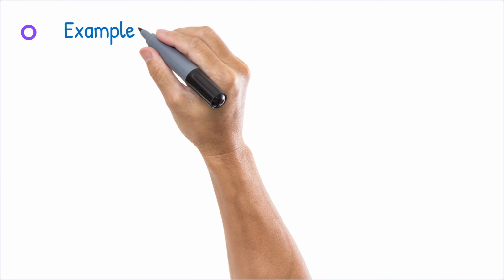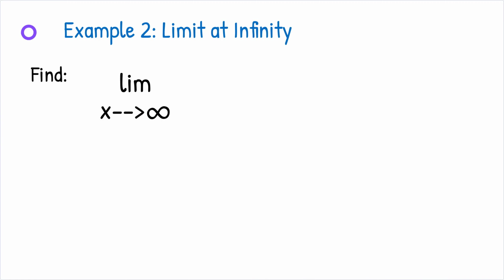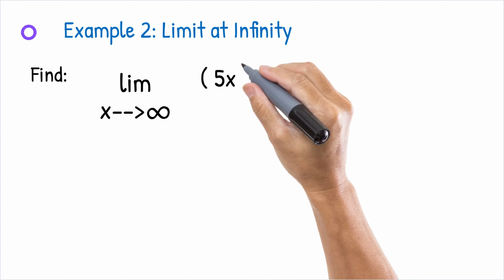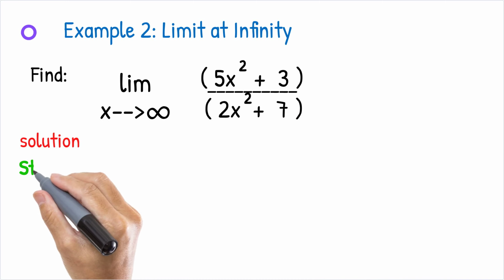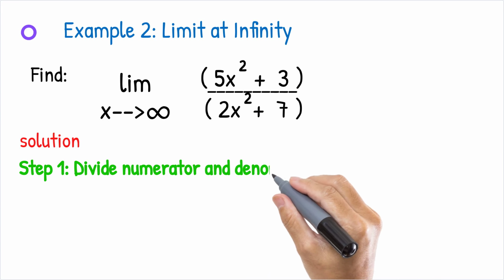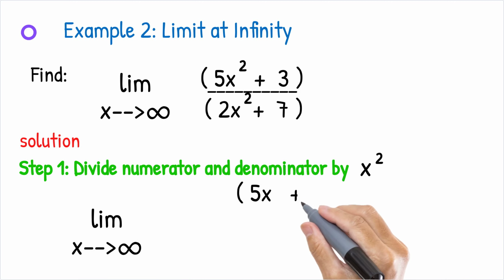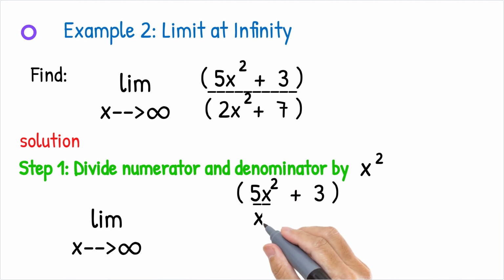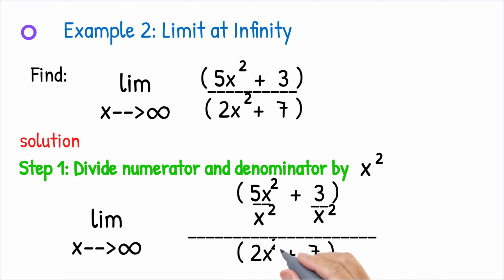Example 2. Limit at infinity. Find the limit as x approaches infinity of (5x squared plus 3) over (2x squared plus 7). Solution. Divide numerator and denominator by x squared. That will be the limit as x approaches infinity of (5x squared by x squared plus 3 by x squared) over (2x squared by x squared plus 7 by x squared).